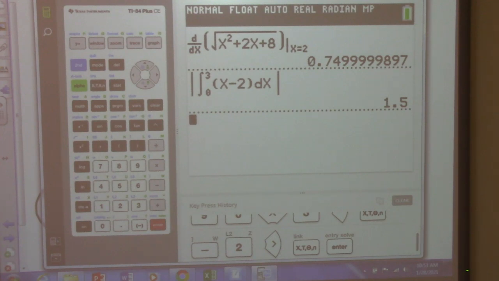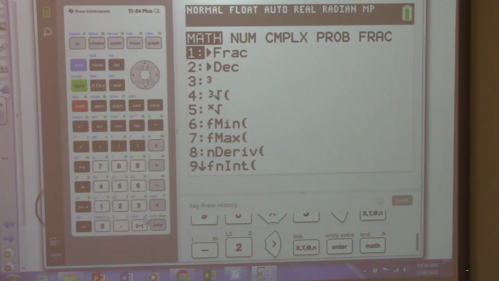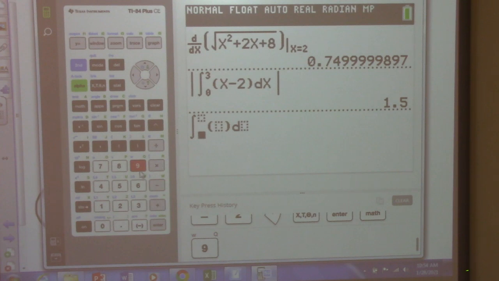You think it's 2.5? Yeah, because I put the absolute value in the parentheses with the x minus 2 instead of on the outside. Let's see. And whenever I did it off the graph, it was 2.5, so maybe I showed you the wrong way to do it. Here, let's do it again. Math 9. And then I did the 0 to 3. And then the parentheses is where I put the absolute value.